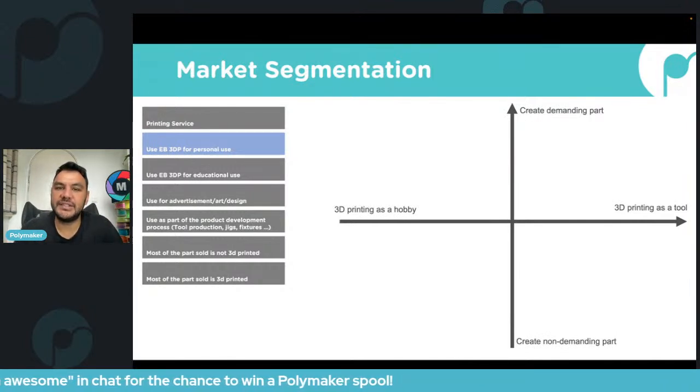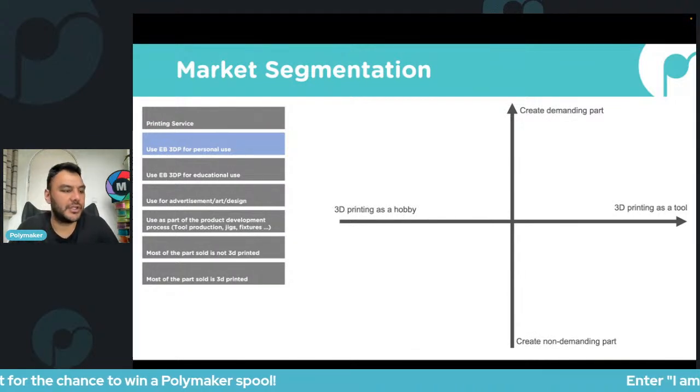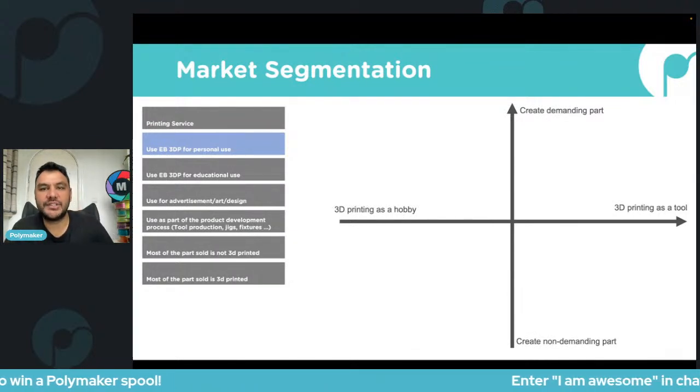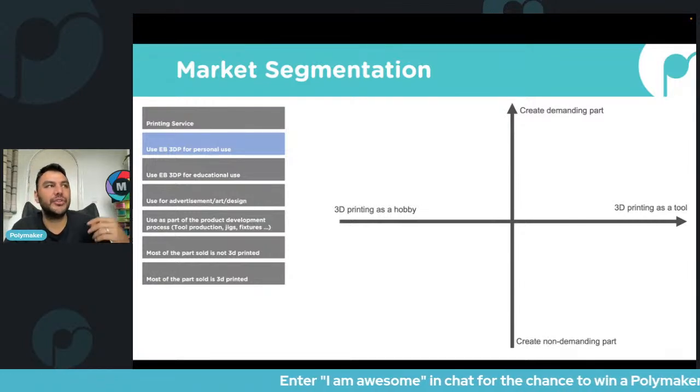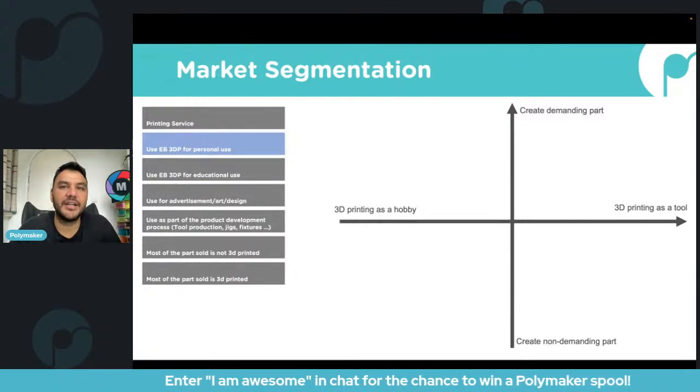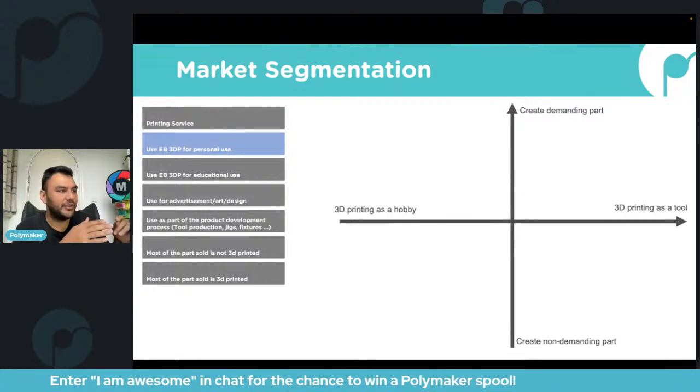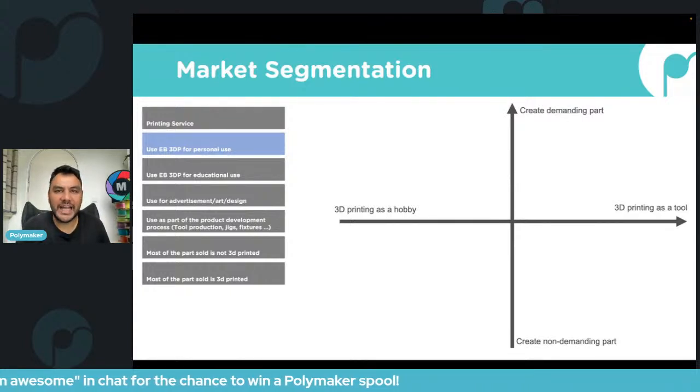And then 3D printing as a hobby is you use your 3D printer. You don't really care about what's coming out. I mean, you care about it, but you're using it because you have it, right? You're using it because you like using it.